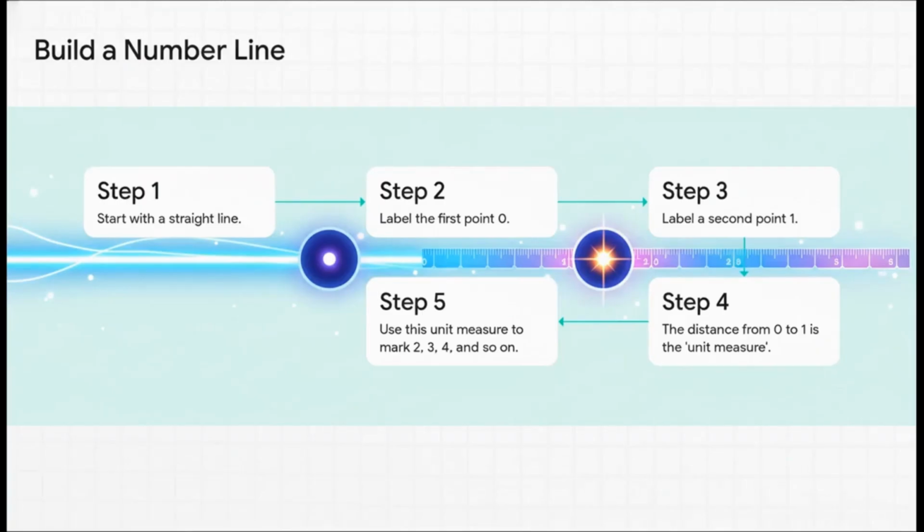Here we go. Step 1, you just draw a straight line. Easy enough. Step 2, you pick a point, any point, and you call it 0. That's our starting point, our origin. Step 3, pick another point and call it 1. Now this next part, this is where the magic happens. Step 4, that distance, the space between 0 and 1, that becomes our master key. We call it the unit measure. And finally, step 5, you just copy and paste that exact same distance over and over to mark out 2, 3, 4, and on and on. It's simple, it's logical, and it's perfectly ordered.